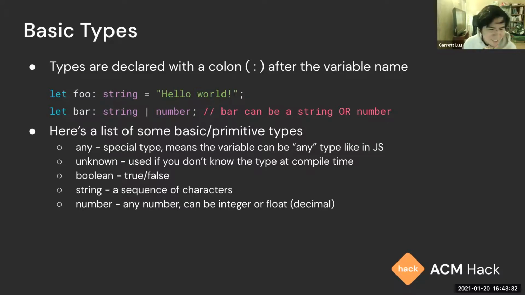Yeah. Boolean, true, false, pretty simple. String is just any sequence of characters, so text. And number is just any number. It can be integer or float. So yeah, these are the basic types that you'll be using.